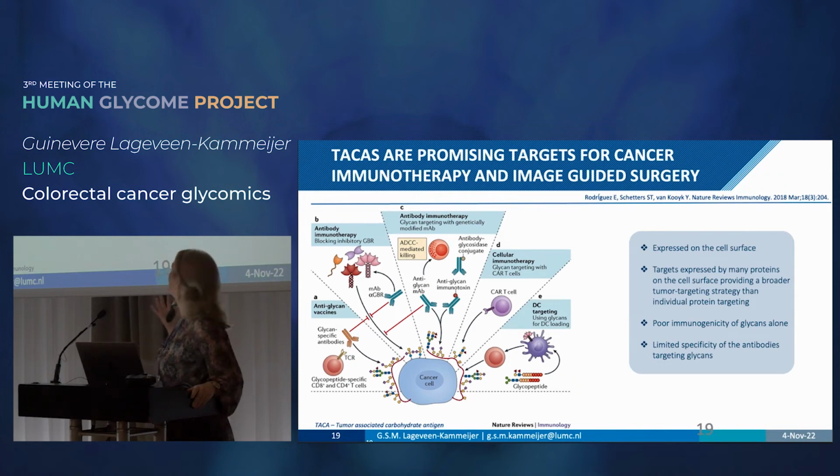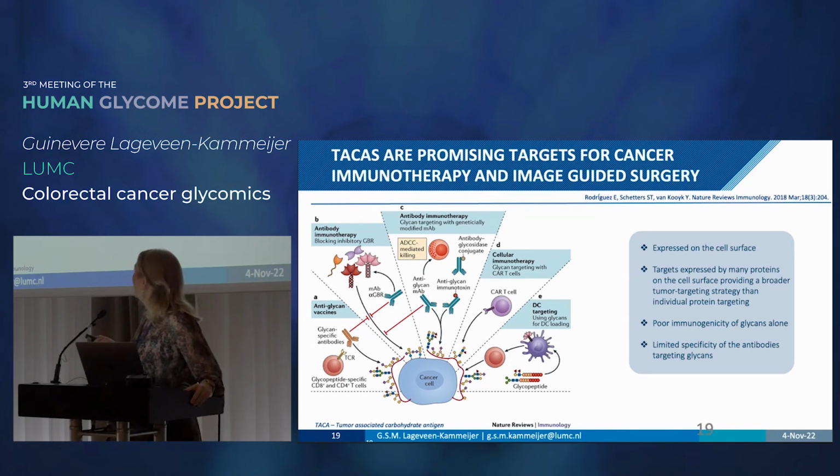So normally we have immunotherapy that is really targeting a specific protein. But if we can target glycans, which are expressed by many proteins, we might have a more efficient therapy. In addition, there's a poor immunogenicity of glycans alone, and there's a limited specificity of antibodies targeting glycans. So this is all really promising, and we received funding to dive deeper into this, to see if we can develop these antibodies for these specific glycans.